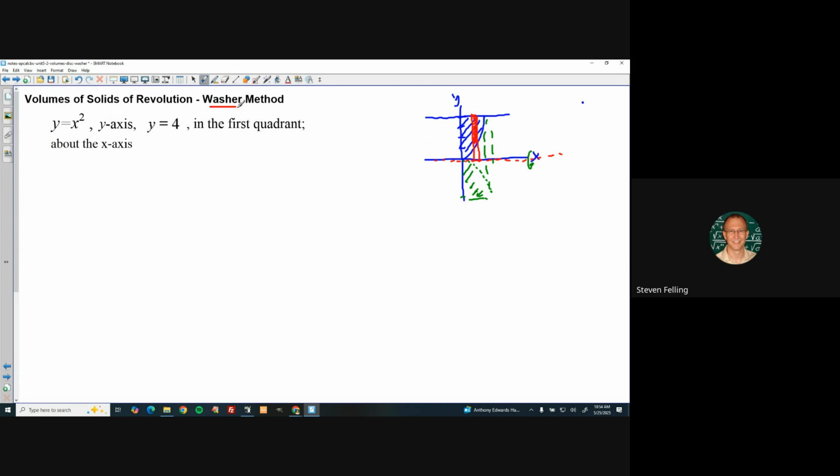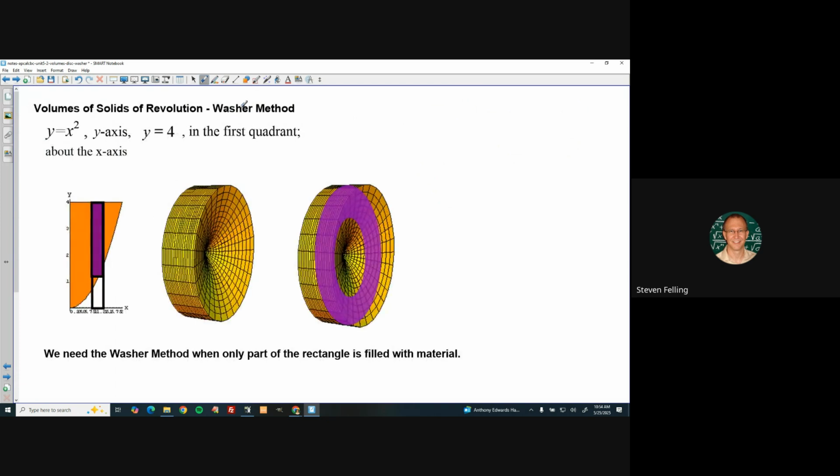This is sometimes referred to as the washer method, but it's just the disk method with a hole in the middle. If we have that shape there, imagine if you rotated it out, you would get this hockey puck with the middle here. But that means that if you rotate the portion of this rectangle that has the shape, it's going to form something that looks more like a washer. It's going to have a top end that's rotated around, but it's going to have a bottom end that rotates around too. So that's why sometimes this is called the washer method.